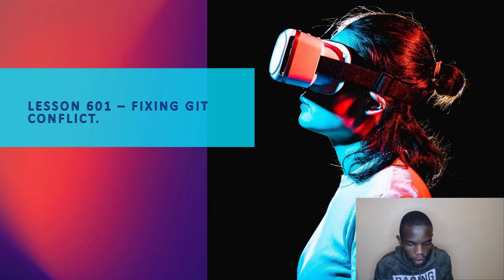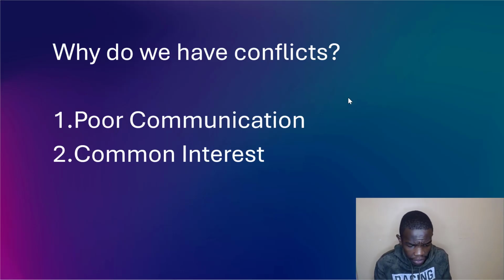In this module, we are going to look at how to fix Git conflicts, all right? Sometimes this conflict may occur, and it occurs majorly due to two reasons. Number one is poor communication. For example, if you are not communicating well with the other developers, to ensure that you're not working on the same features on the same branches, this conflict will occur.